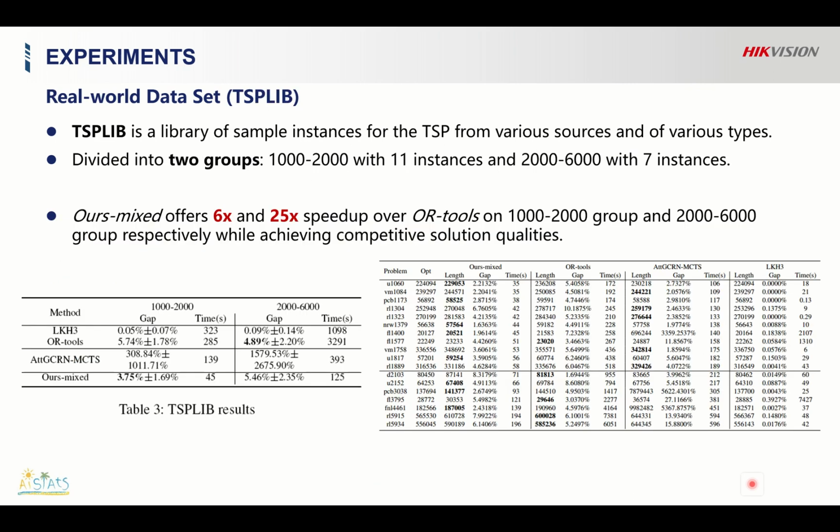We also test our methods on real-world dataset from TSPLIB. TSPLIB is a library of sample instances from various sources and types. We divided the large-scale instances into two groups. From the table, you can see that our method offers 6 times and 25 times speed up while achieving competitive solution qualities. The right table is a detailed result on each sample. We can see that our method is much more stable than a learning-based solver.